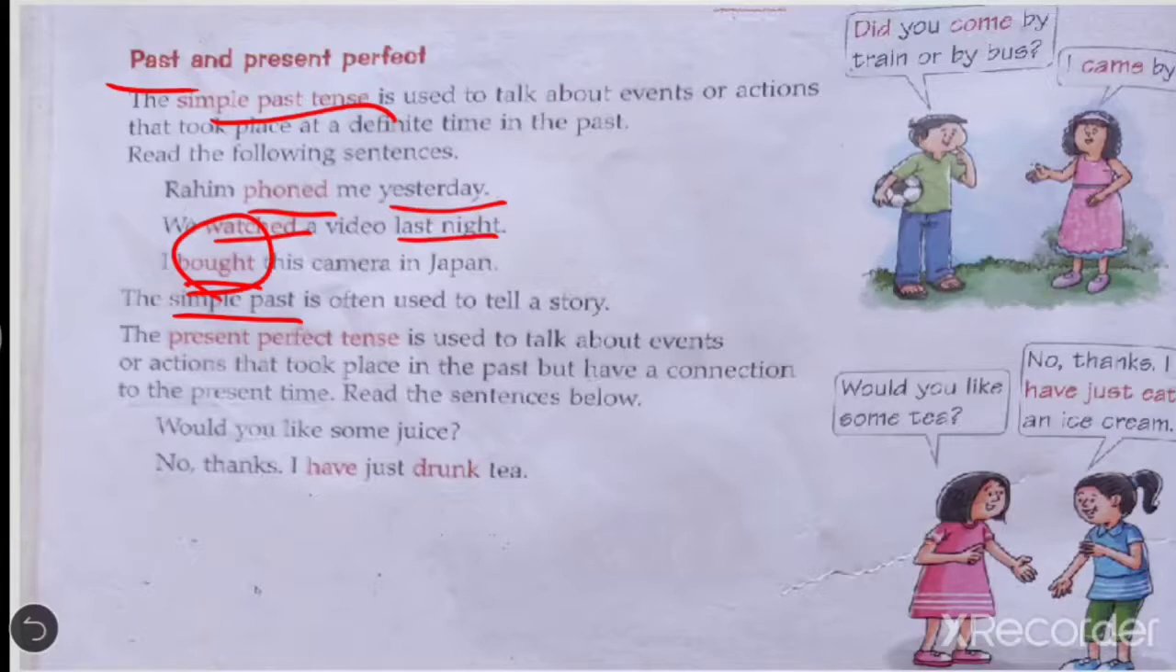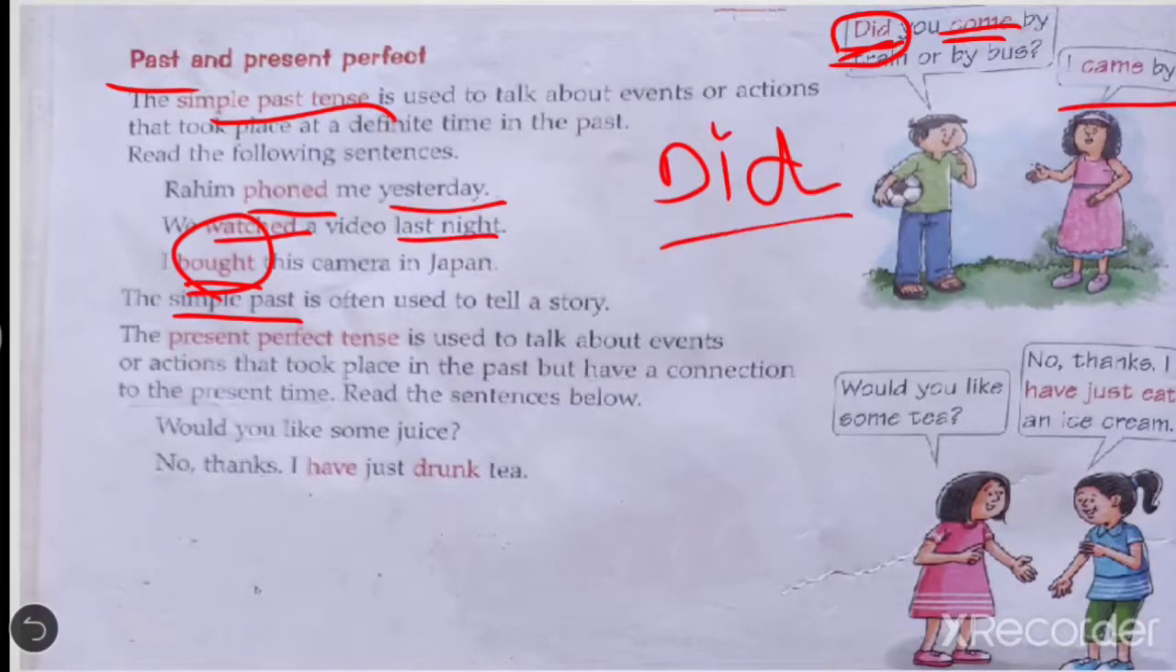Did you come by train or by bus? Now look here, did. We have learned in simple present tense do and does in questions. In an interrogative sentence, we have to use do or does, and with do or does, we have to use the main verb. Here also when you use did, you have to use the base form of the verb. Did you come by train or bus? So here in a question sentence you have to use did, and with it you have to use the base form of the verb. I came by bus. So students, in an interrogative sentence you will use did in simple past tense, and with did you have to use the base form of the verb.